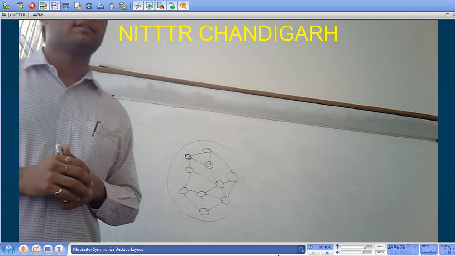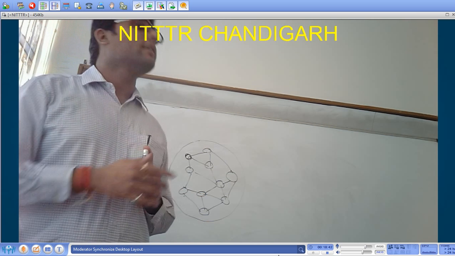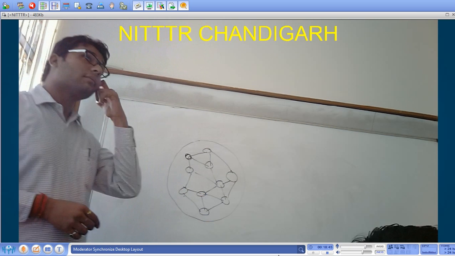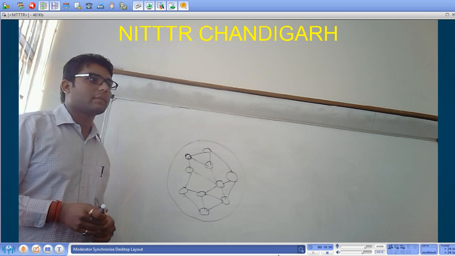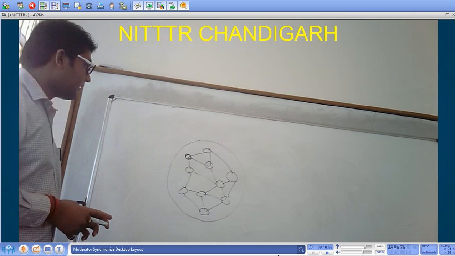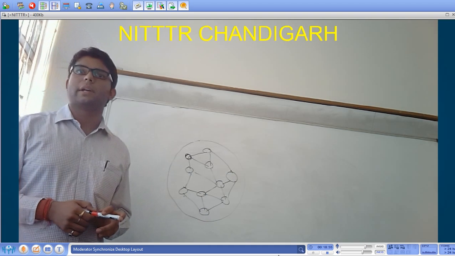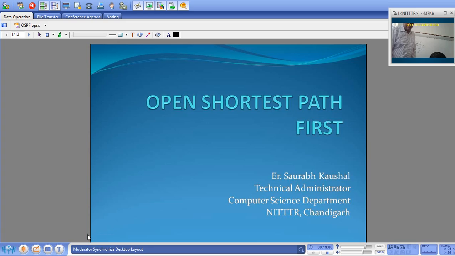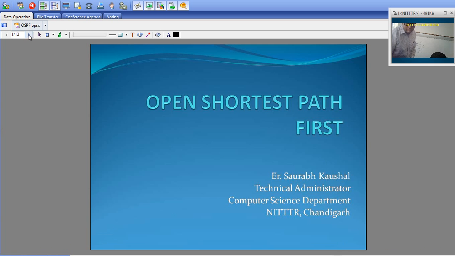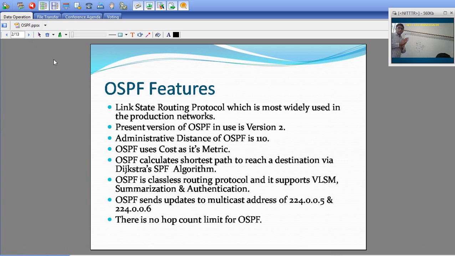Is it fine? Any doubt till now? Link state is clear to us, right? So we move to the link state routing protocol, which is most widely used in the production networks. If we talk about the real networks, OSPF is the widely used protocol.